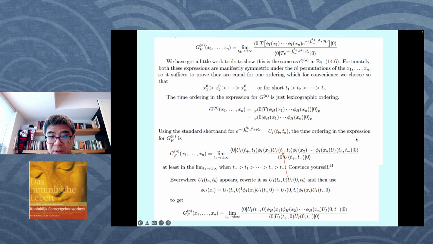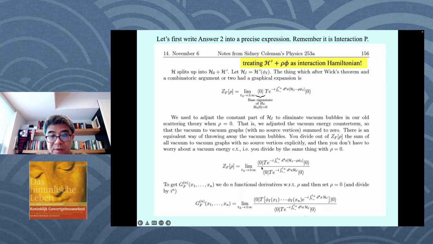Therefore I can use the vacuum to vacuum persistence amplitude without source. This persistence amplitude will include all the vacuum bubbles. So by dividing the persistence amplitude with source by the one without source, I get rid of all the vacuum bubble diagrams. Okay, so that's the idea.